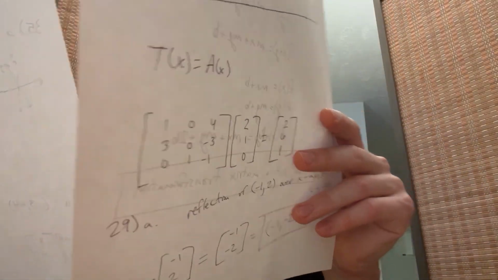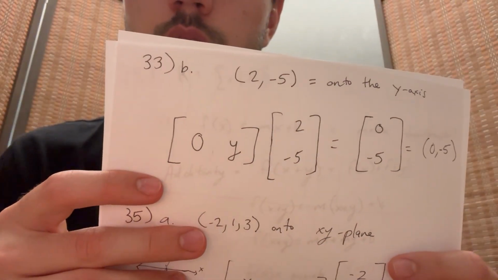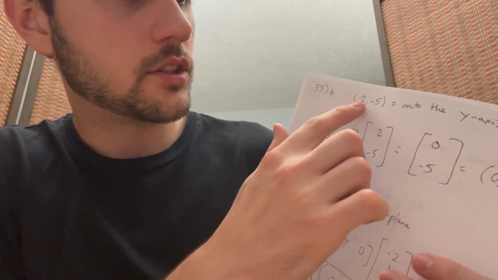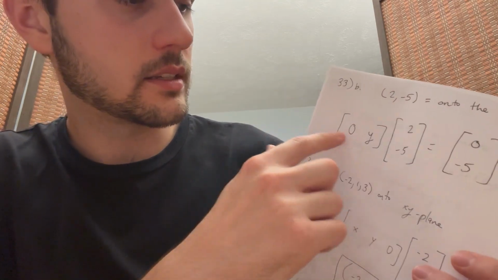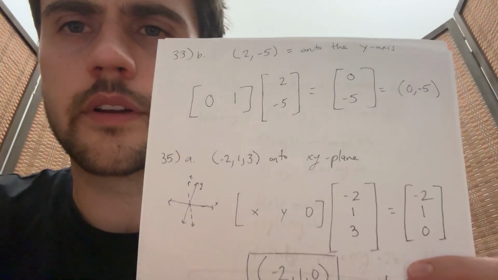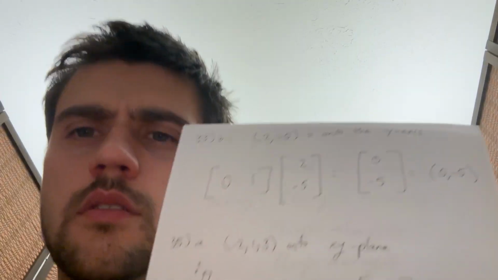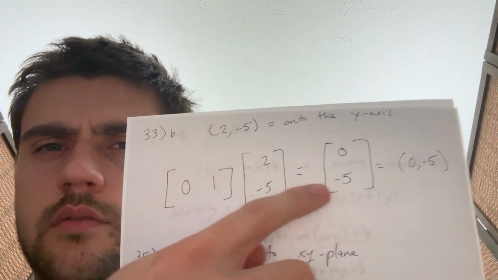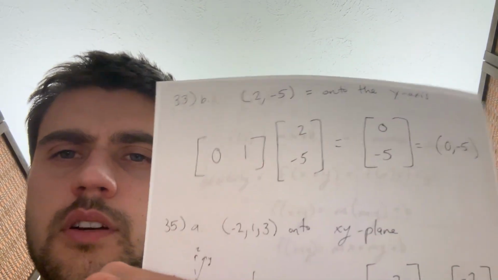And that's going to be it for all these. I put x and y, z, but I really should have been doing 1s and -1s. So this is looking for (2, -5) projected onto the y-axis. So this should be 0, 1 instead of 0, y. There. To ultimately get (0, -5).